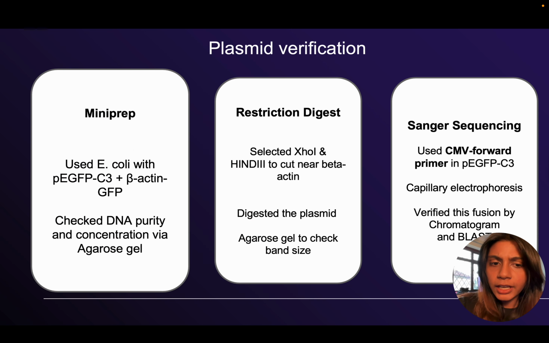For plasmid verification, I used miniprep. After that, I could see the purity through agarose gel. For restriction digestion, I used these two restriction enzymes to make a cut, and it will ensure the insert, because it will only make the cut if my gene was inserted. Through Sanger sequencing, I used the CMV forward primer of my vector, and then I did capillary electrophoresis. For visualization, a chromatogram and BLAST were used. The chromatogram helped me identify if my sequence was good through a clean peak, and BLAST helped me identify if there was any mutation, which there wasn't.